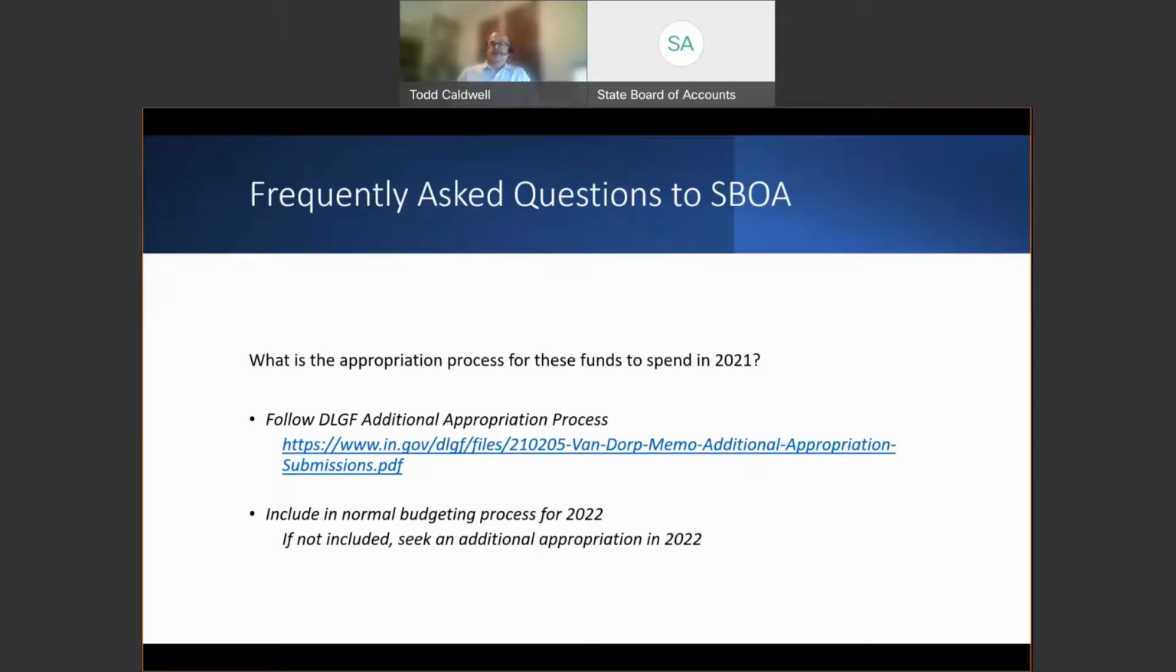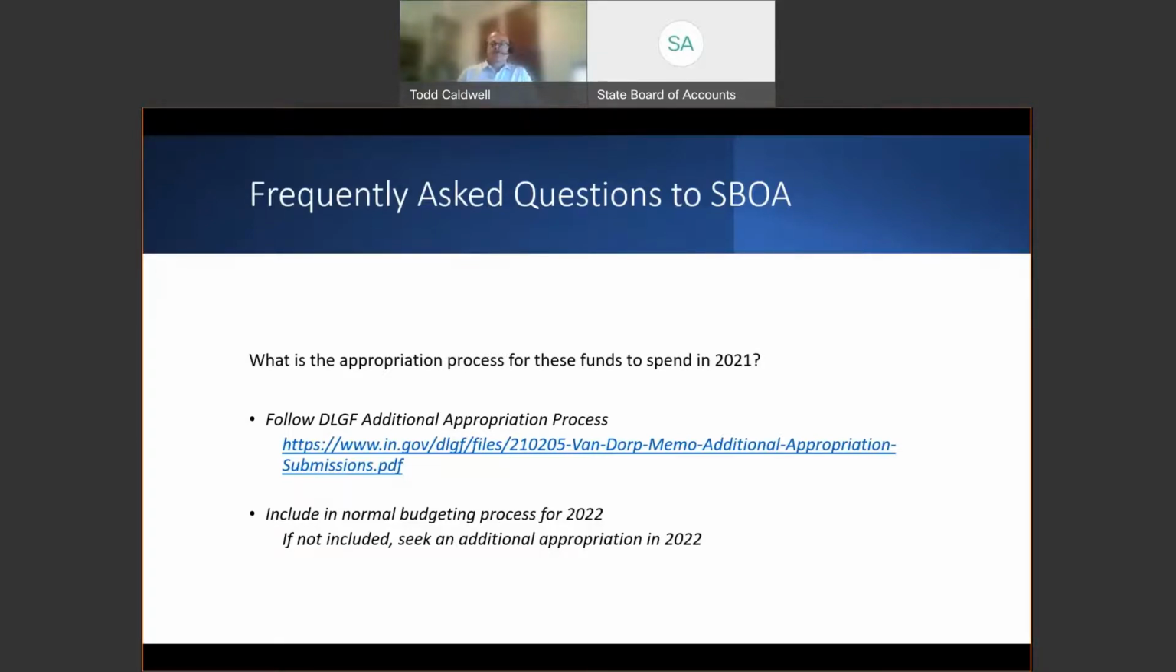So it's our audit position that the ARPA fund falls into that category of, quote, a fund that's not described under subsection B. It's pretty much any of your home ruled funds, funds that you've created by home rule, that don't have a levy on them, but you still are appropriating them. So to use the ARPA funds this year in 2021, you're going to want to follow the additional appropriation process that's outlined in Indiana Code 6-1.1-18, which is described in more detail in a memo that DLGF issued.